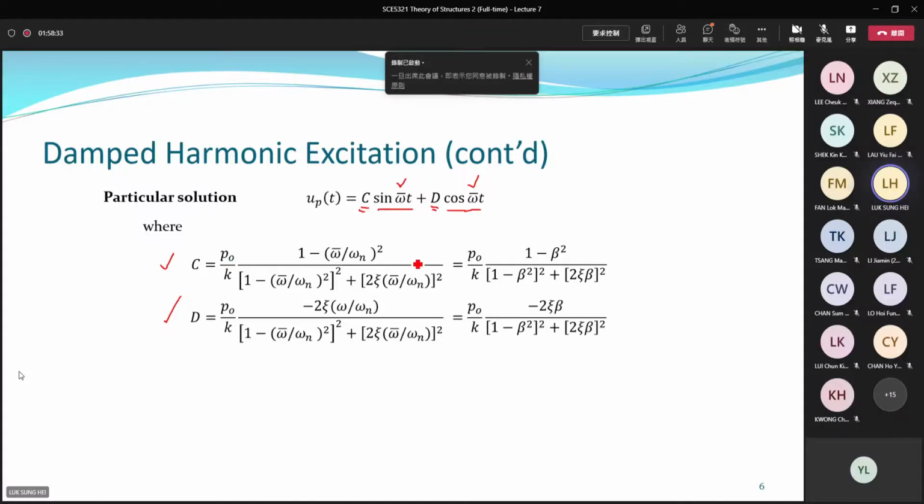C depends on P, the force amplitude over stiffness, and then 1 minus beta, 1 minus beta square plus 2 damping ratio beta. There is one new term in these expressions: beta. What is beta? Beta is another useful parameter that you have to remember.